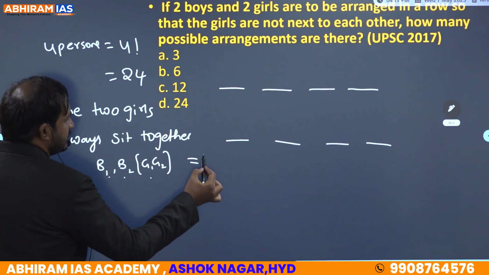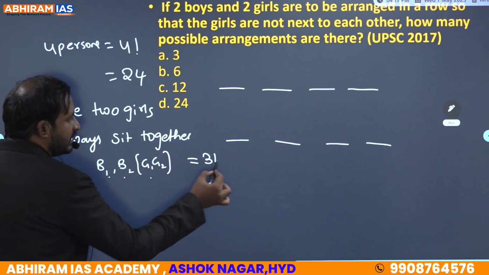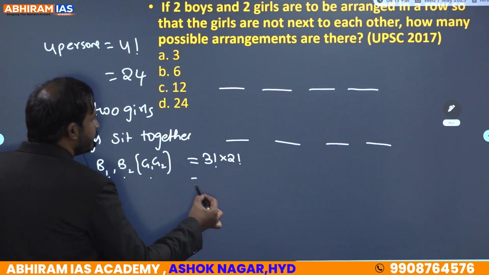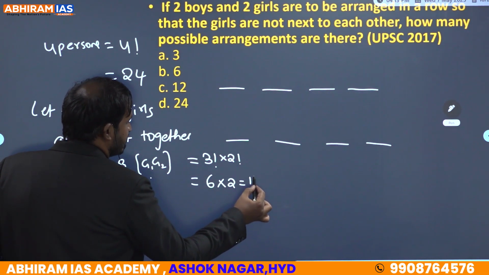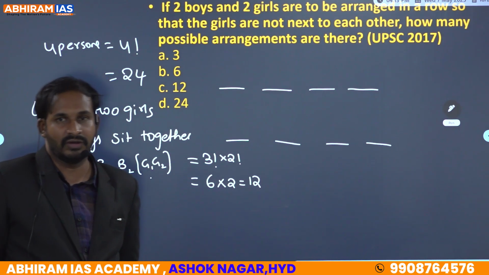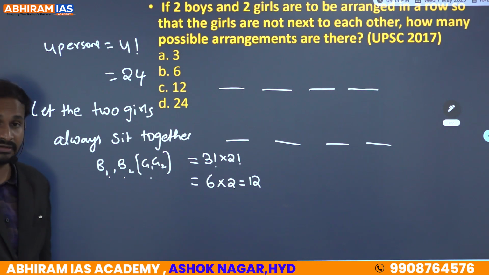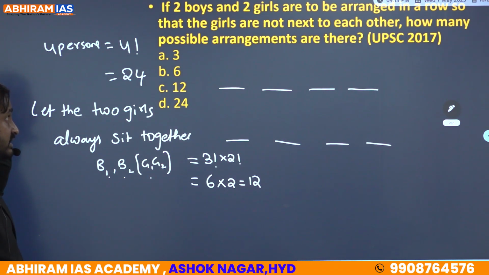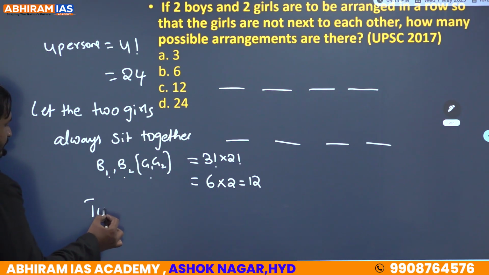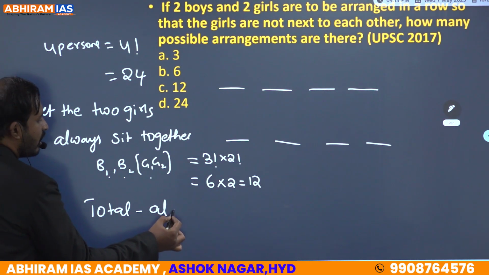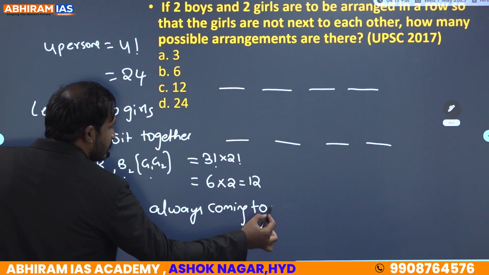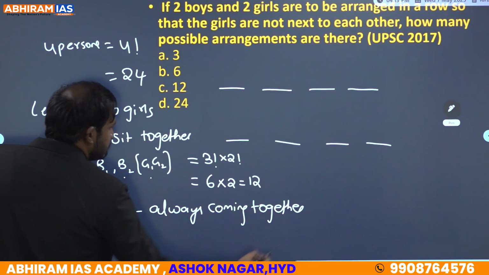1, 2 and 3. 3 factorial ways, and girls can be internally arranged in 2 factorial ways. So what will I get here? 6 into 2, that is 12 ways. That means in how many ways can we arrange that always girls come together? 12 different ways. But what is our actual question in this case? They should not sit next to each other. So total minus always coming together or always sit together. I can do this one.